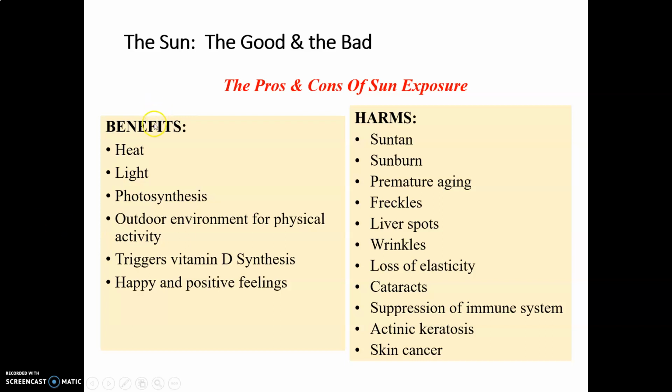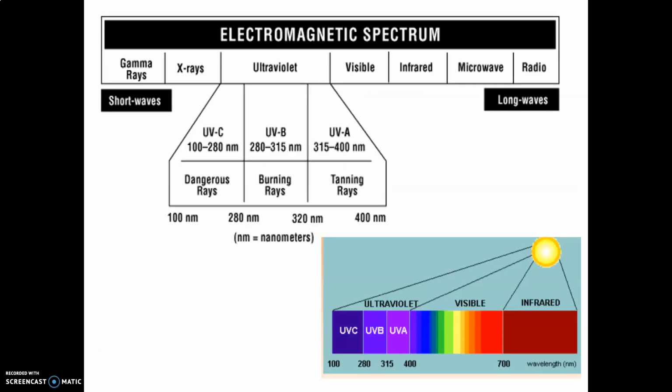These are the benefits. The sun rays provide us heat and light. They help the plants with photosynthesis. They trigger vitamin D synthesis, and finally they provide us happy and positive feelings. On the other side, there are certain harms due to the sun rays. The sun rays may be responsible for suntan, sunburn, and premature aging. Freckles can be seen on the surface of the skin, which may convert into liver spots. Maybe wrinkles appear. The skin often loses its elasticity, and it further leads to skin cancer.